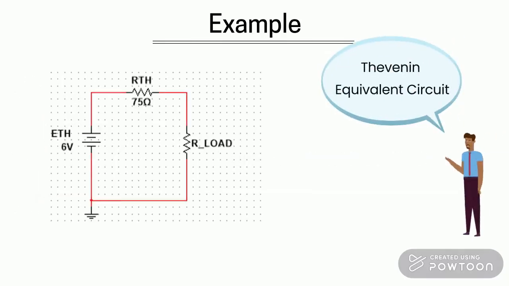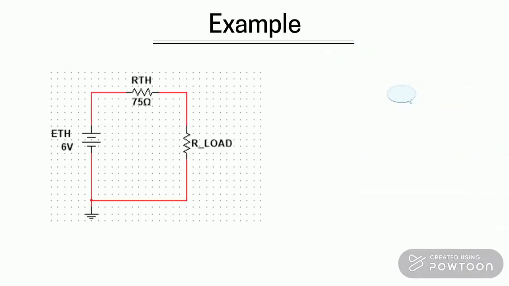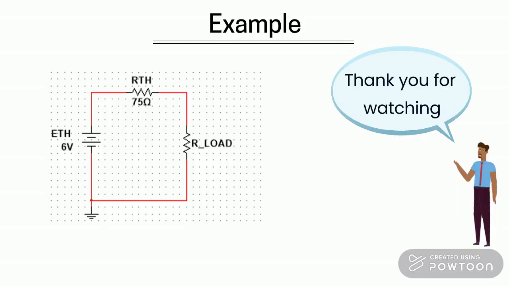Then we combine the R Thevenin, E Thevenin, and the load. Hence, we found the Thevenin equivalent circuit of the original circuit. This concludes my lesson on the Thevenin equivalent circuit.